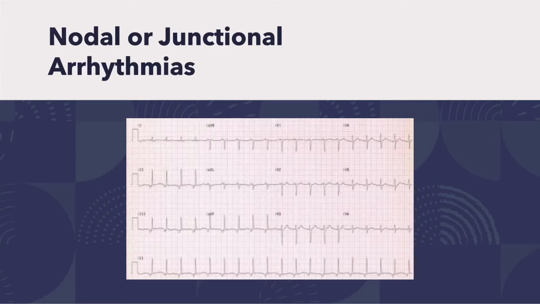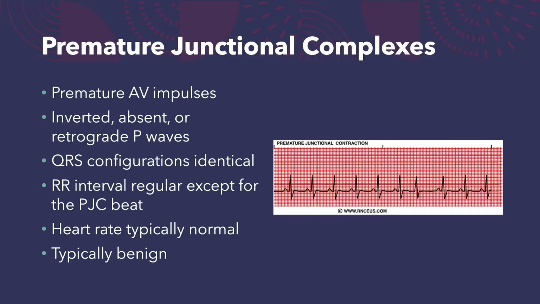Now we'll talk about some nodal or junctional arrhythmias. A junctional arrhythmia or a nodal arrhythmia is in the AV node or right after the AV node. In the AV node, it would be called nodal. Right after the AV node is junctional. And all of these can really be either. You can have a premature nodal complex or a premature junctional complex. So what we see is a premature AV impulse that's inverted, absent, or retrograde.